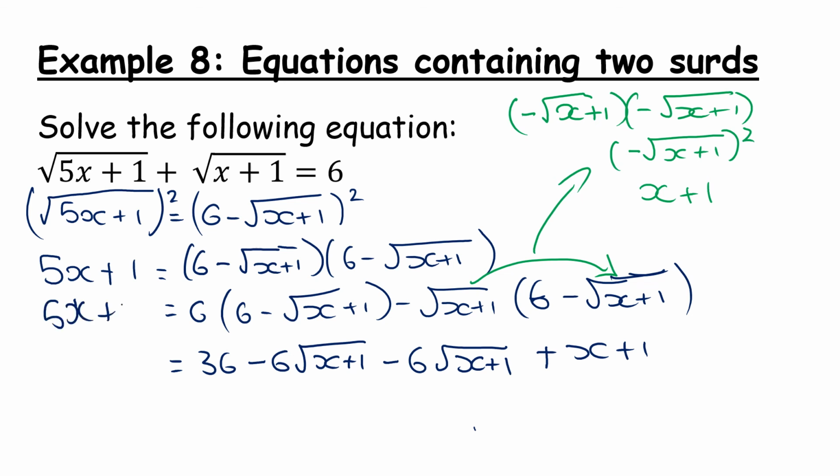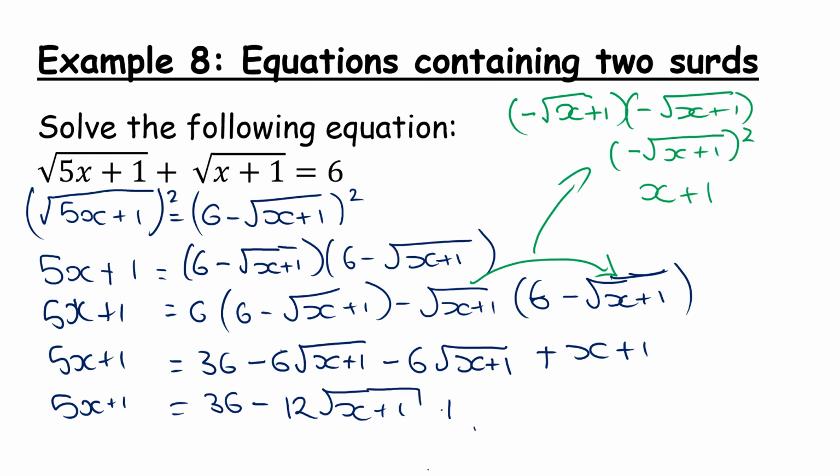And the whole time I've had my 5x plus 1 here. So let's do a bit of cleanup. 36 minus 12 root x plus 1 plus x plus 1. So now you might notice that just like in our last example, we have one square root, or one surd. So now I want to basically repeat the process. I want to get the surd on its own and everything else the other side of the equals, and then I'm going to square and then solve.